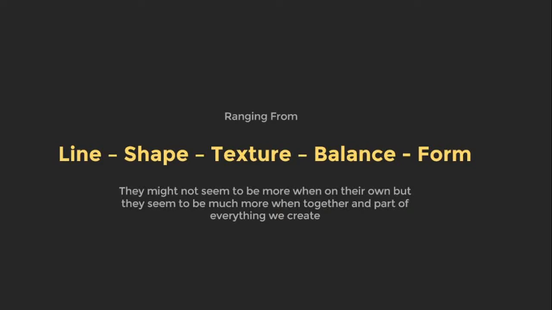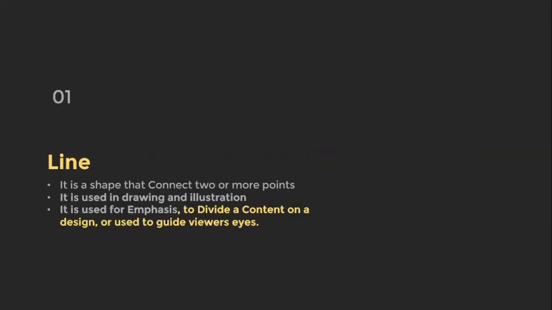And number one of the basic elements of graphic design is line. And what is line? Line is a shape that connects two or more points. Line is the shortest distance between two points. And of course, lines are used in drawing, illustrations, artworks. The line is virtually part of everything, every single thing. I do not see anything living or non-living that the line isn't part of.